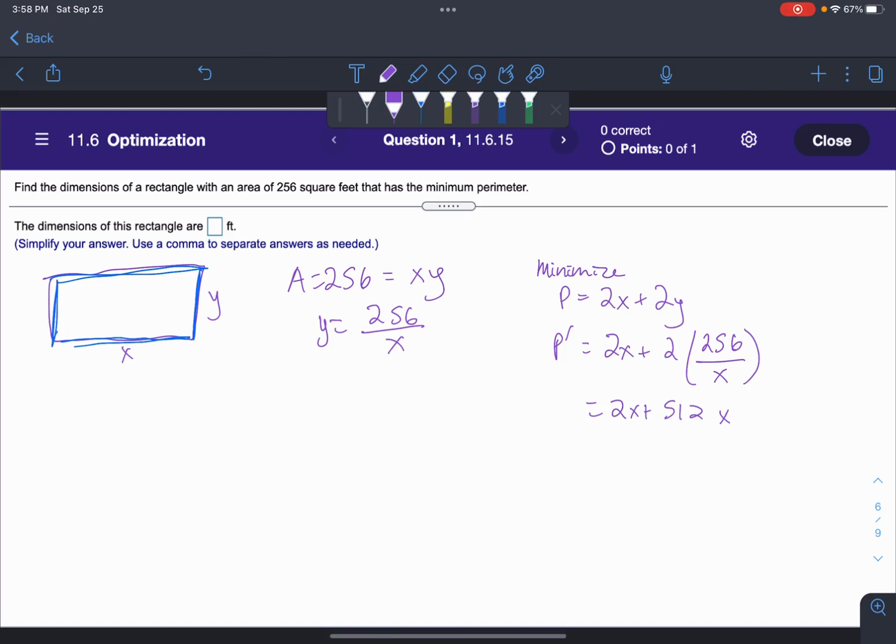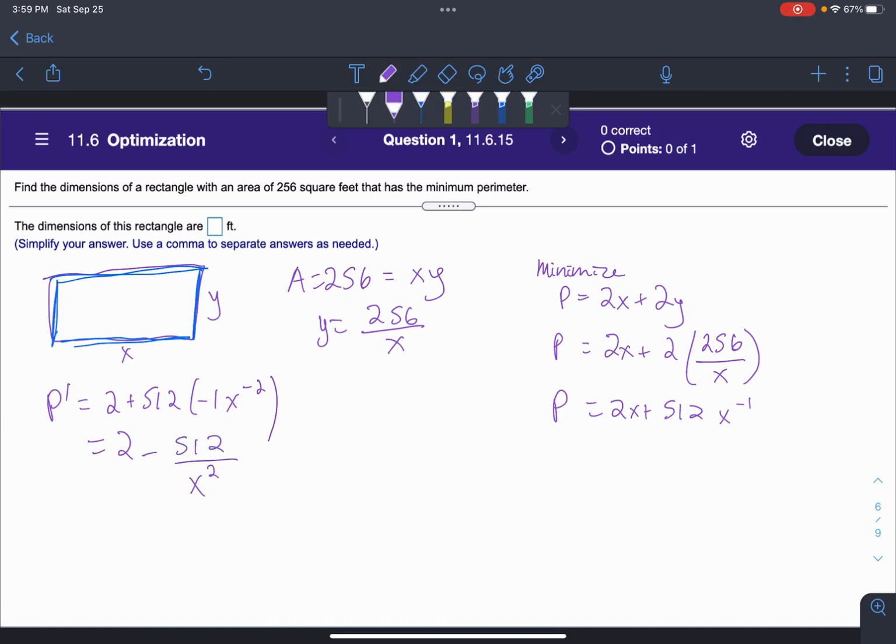And then I'm going to bring that x up to the numerator and make the power negative, because this will be good. I'm sorry, this is not the derivative. This is just p. This will be helpful for our first derivative. So let's take the first derivative of our perimeter. That's 2 plus 512 times, now the power rule, x to the minus 2. Okay, and there's a negative there, so let's make that negative 512 over x squared.